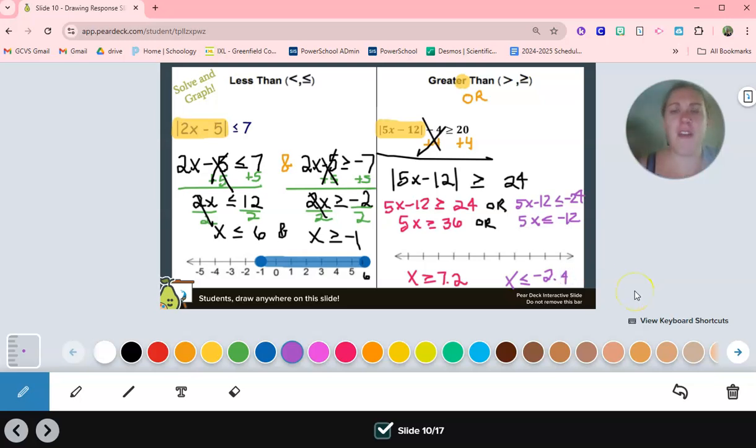And we're not going to graph this one, so don't worry about the graph here. That's why it's blank. But this is our final inequality. So it can be greater than or equal to 7.2 or less than or equal to -2.4. Beautiful. And when you're all set, push ahead to slide 11.